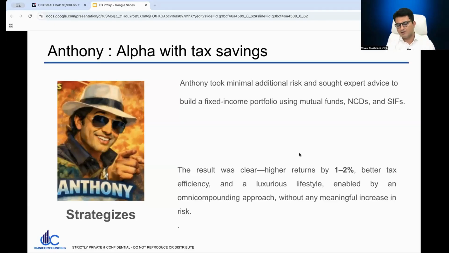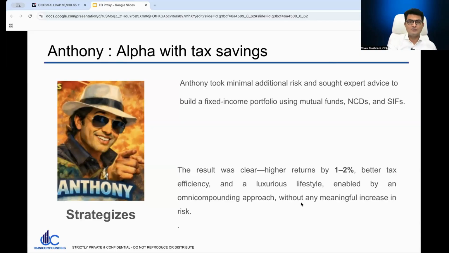So he actually did a review with a tax expert advisor, and he built a fixed income portfolio with multiple things, some bit of FD, some bit of mutual funds. Again, mutual funds doesn't always mean equity mutual funds, it could be a debt mutual fund also, right? So he did a mix of NCDs and SIF and all those things, and basically tried to fund his risk through the tax outflow. Because of that, what he got was some bump up in returns, which is not too big, 1 to 2%, and better tax efficiency because he was able to save on tax. As a result, he was able to live a luxurious life enabled by an omni compounding approach without any meaningful increase in risk. So, this is what happened.